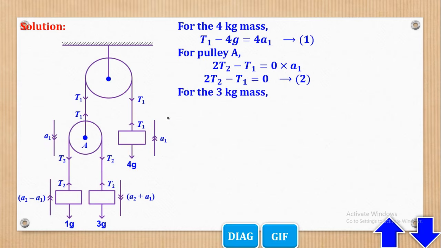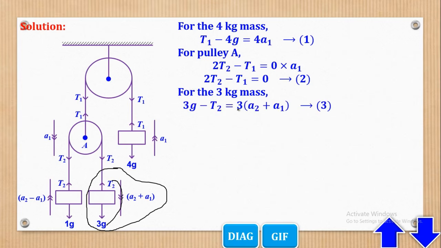The next will be for the 3 kilogram mass. For the 3 kilogram mass, we shall consider these forces. So it is moving downwards, meaning the resultant force will be 3g minus T2. So we'll come here and write that 3g minus T2 is equal to 3 in brackets a2 plus a1. Now 3g minus T2 is the resultant force, 3 is the mass, and a2 plus a1 is the acceleration.